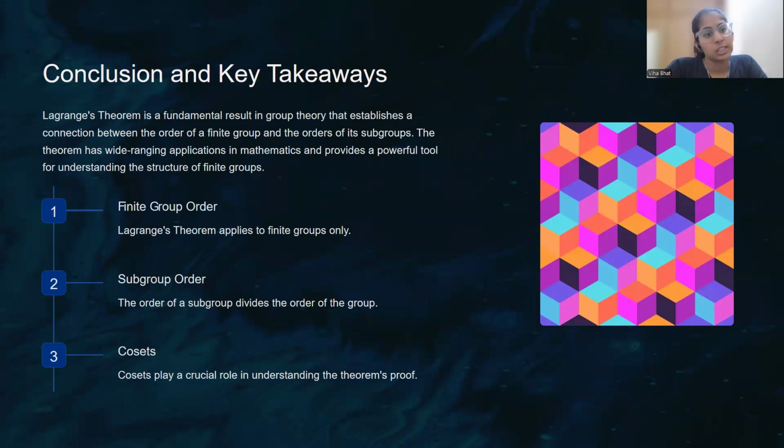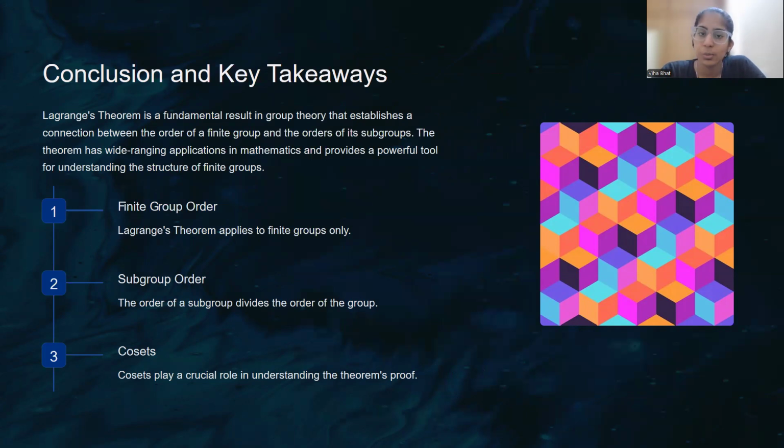Finally, for the conclusion and key takeaways: Lagrange's theorem is a fundamental result in group theory that establishes a connection between the order of a finite group and the orders of its subgroups. The theorem has wide-ranging applications in mathematics and provides a powerful tool for understanding the structure of finite groups.